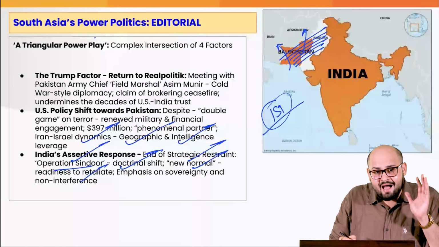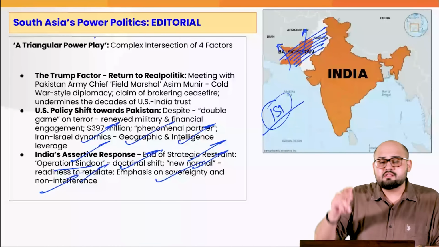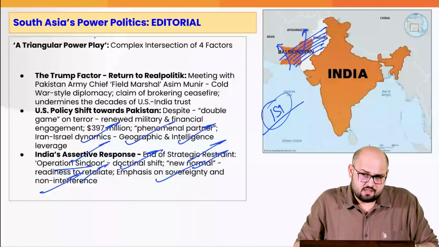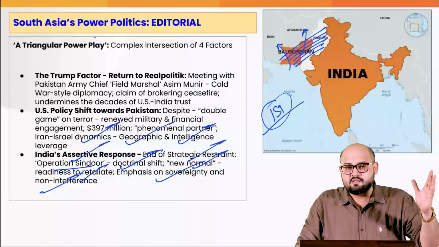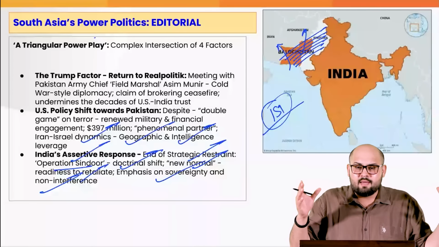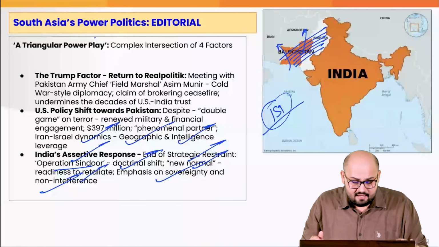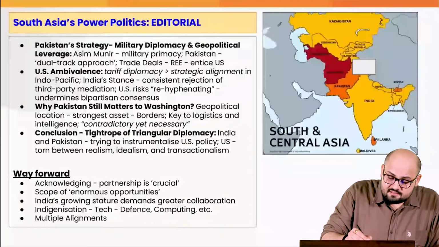And again, we have time and again placed emphasis on sovereignty and non-interference, especially when we talk about the Kashmir aspect, where Donald Trump always says that he's ready to broker, or he's ready to make India and Pakistan come to a table and sit together. But we don't want that. We have clearly said that. Now, what is Pakistan's strategy?